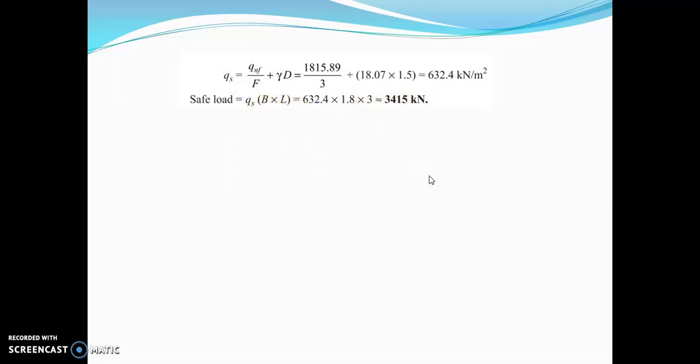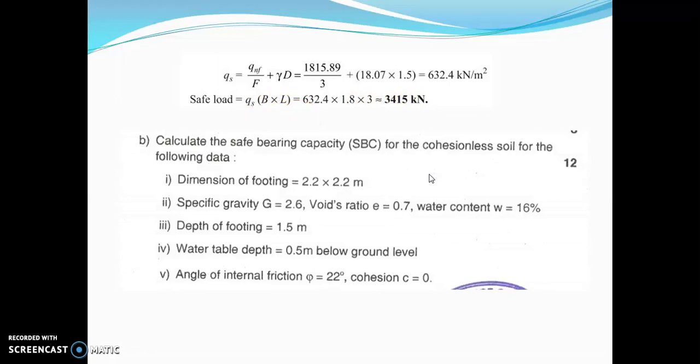Okay, so the next problem, this is from one of the question papers, going investigation. It's very similar to the one that we have solved. Of course, the values are slightly different. Over here, this is not a rectangle, it's a square footing, so your shape factor will slightly change. Specific gravity is given. Void ratio is directly given.